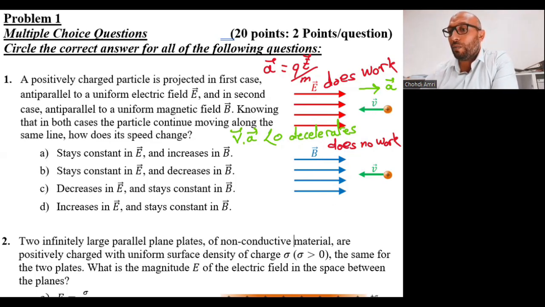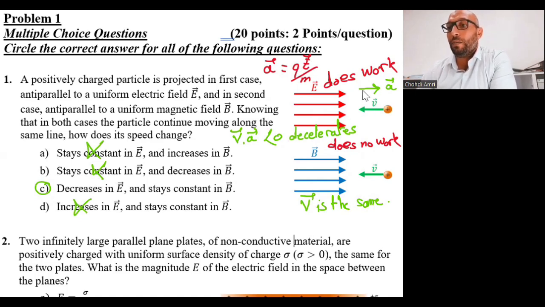What about the magnetic field? The magnetic field does no work, so the velocity stays the same in the case of the magnetic field. So what are the options? Stay constant in the electric field? No. Decreases in the electric field and stays constant in the magnetic field? This is true. Why is increases in the electric field wrong? Because our acceleration is in the same direction as the electric field since the charge is positive, and the velocity is opposite to the direction of the acceleration.